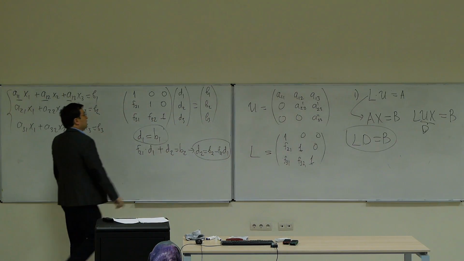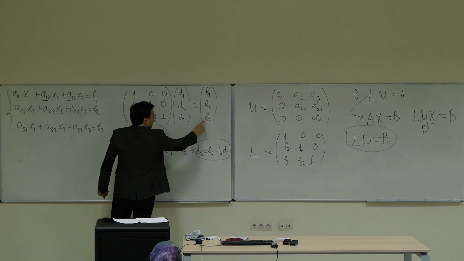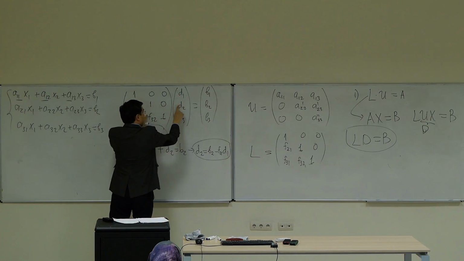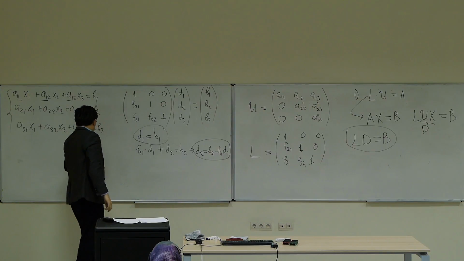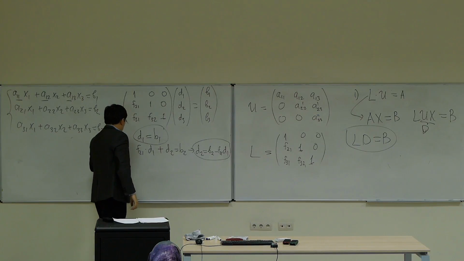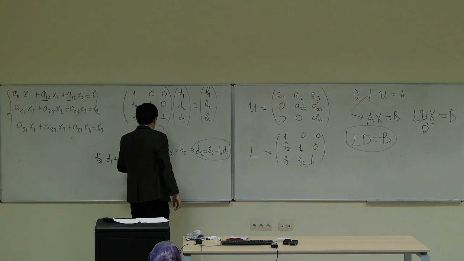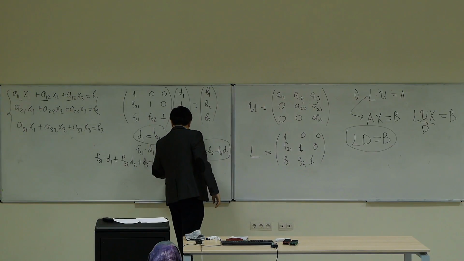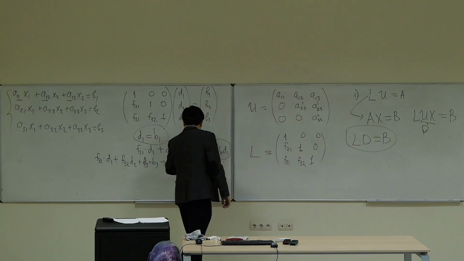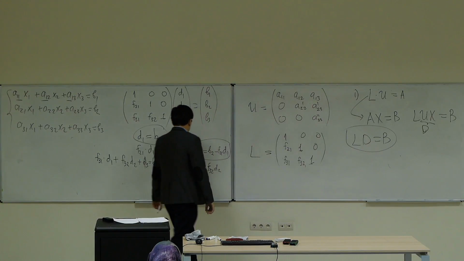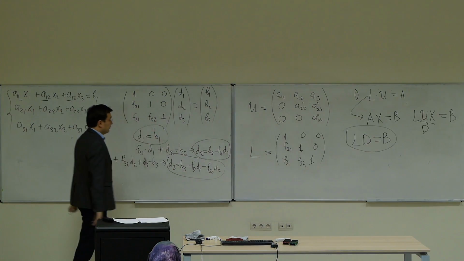So the only thing to do is to find D3. So I equate this one to whatever is the corresponding element, which is this multiplied by this one, plus this multiplied by this one, plus this multiplied by this one, right? Let's write it. F31 multiplied by D1 plus F32 multiplied by D2 plus just D3 is equal to B3. From this, it is trivial to find D3. D3 is just B3 minus F31 D1 minus F32 D2. Okay, I found D3. I found D.